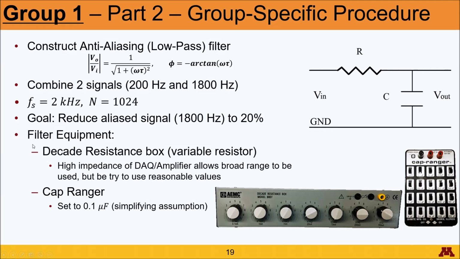And so at your disposal for constructing the filter will be a decade resistance box, which is basically just a fancy variable resistor that you can adjust using these knobs. And the cap ranger is the same idea as the decade resistance box, but for capacitance. So these little knobs will allow you to add in a different capacitance value. For our case, we are just going to simplify this equation by setting the capacitor equal to 0.1 microfarads, which will simplify your calculations. And here is an electronic schematic of your RC circuit.